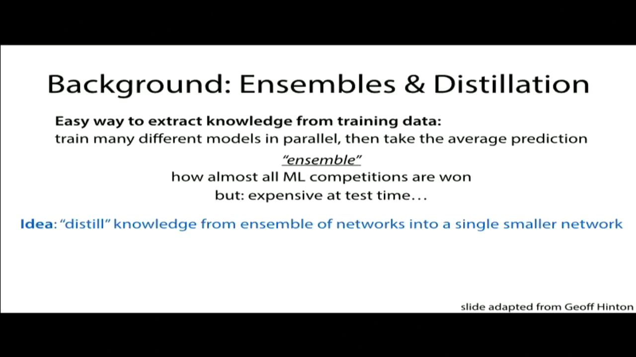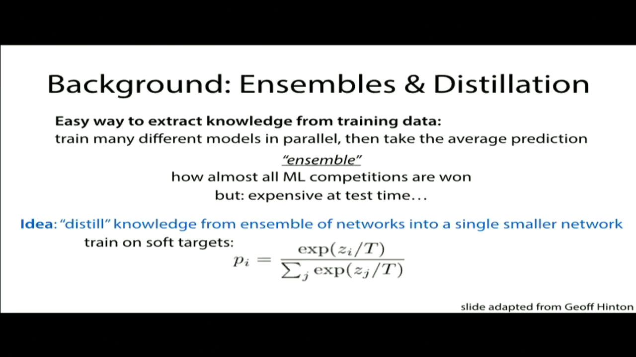So the idea behind distillation is to take the knowledge from the ensemble and distill it into a single neural network, with the hope that we can actually do better than a single neural network trained on the data set. And the way that this works is that instead of training on what the network predicts, you're going to train on the soft targets.